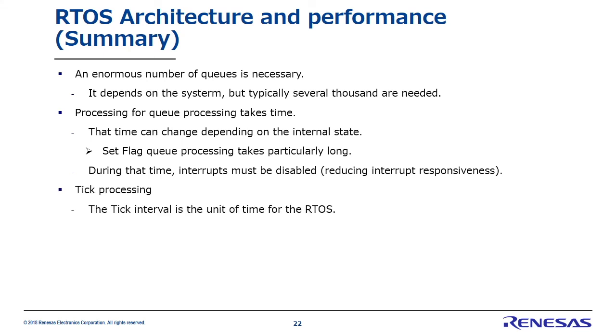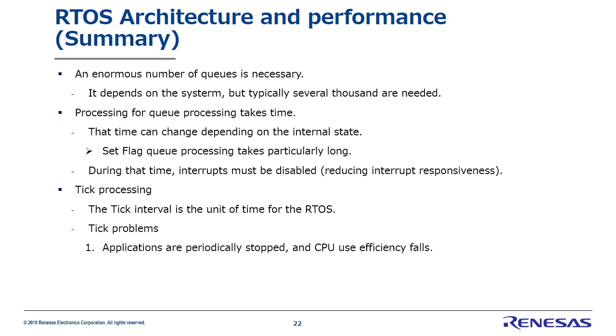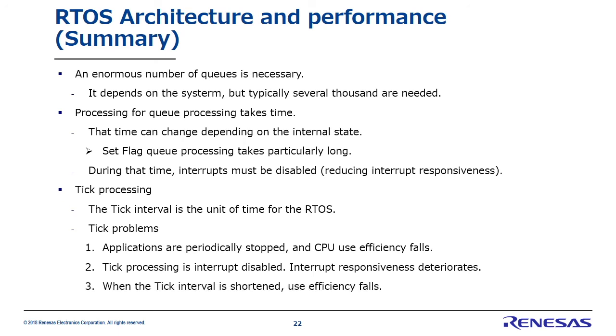Next is tick processing. The tick process is a basic period of the real-time OS, and so this is an essential process. However, one issue is that since the tick process is periodic, each time it runs, the current application is stopped, and as a result, CPU use efficiency falls. Also, the tick process triggers an interrupt-disabled period, increasing interrupt latency, and so causing interrupt responsiveness to deteriorate. And finally, when we try to increase tick precision, the overall processing rate needed for tick processing increases, again causing CPU use efficiency to fall. That finishes up this discussion of RTOS architecture and performance.